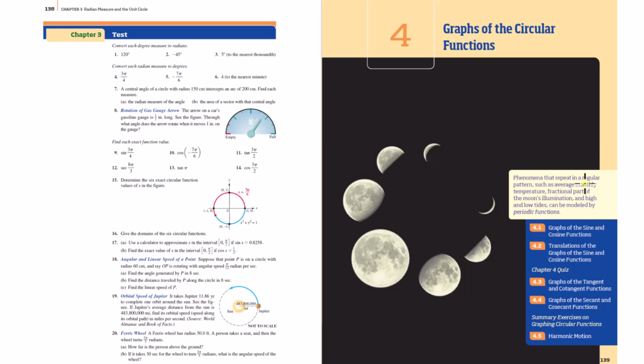Phenomena that repeat in a regular pattern, such as average monthly temperature, fractional part of the moon's illumination, and high and low tides, can be modeled by periodic functions. Yeah, so when they say periodic, that's not talking about a sine or cosine function or a trig function specifically. You can have a periodic function that isn't trigonometric.